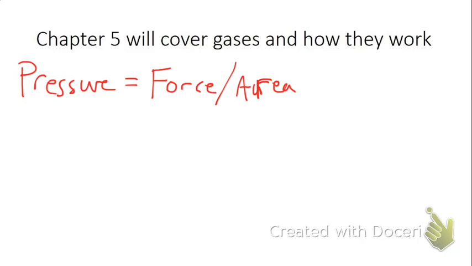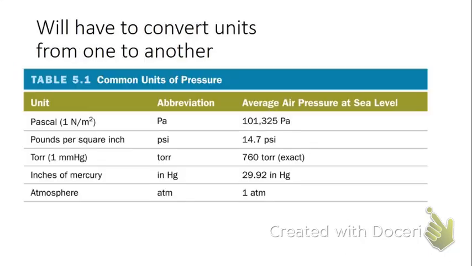There's many different ways to describe pressure. So if you've ever flown or if you've ever increased your elevation, you will have seen the difference in pressure in your ears when they pop. One of the things that we're going to do is we're going to have to convert units from one to another of pressure. The most common unit of pressure is millimeters mercury.